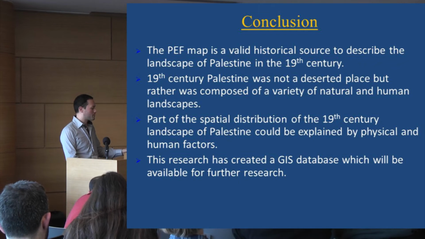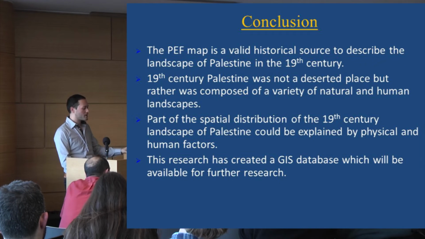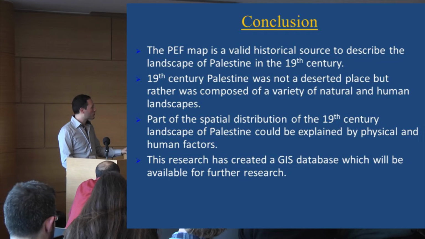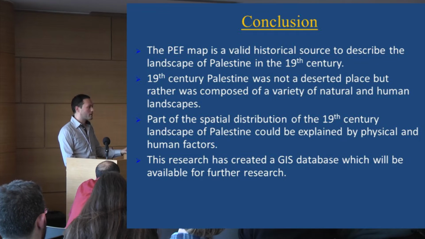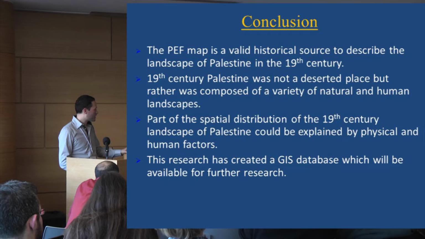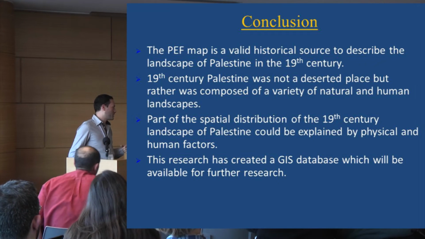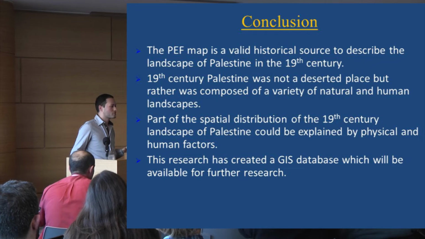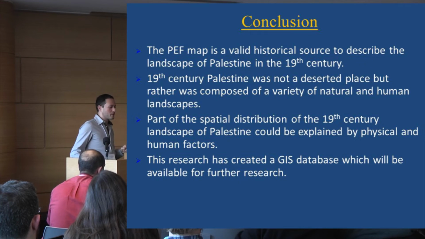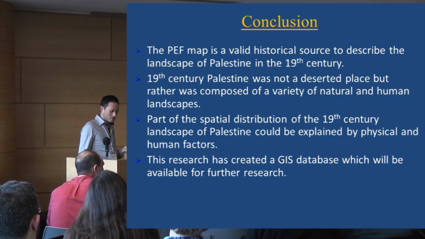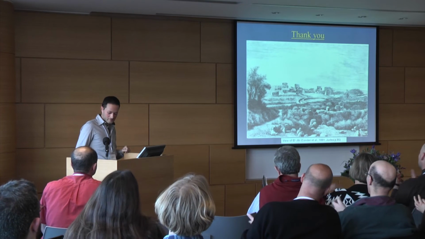We showed that part of the spatial distribution of 19th century landscape could be explained by physical and human factors. And lastly, this research created a database which will be available for further research and also for free to the public in the next year or two. So that's all. Thank you very much.